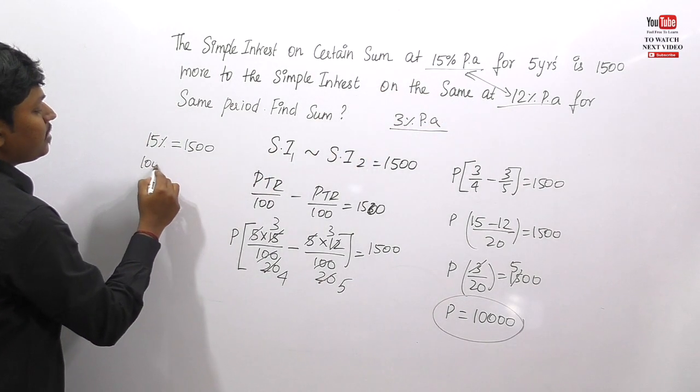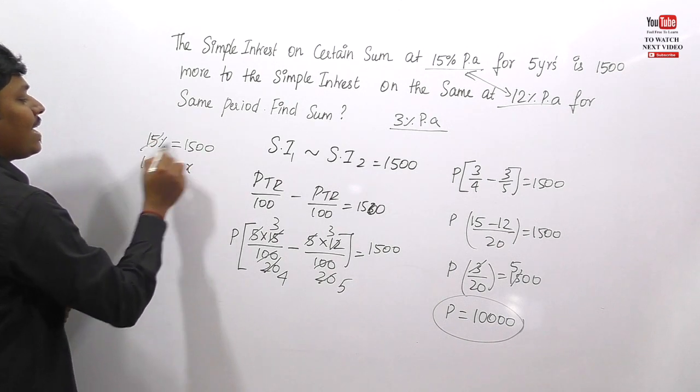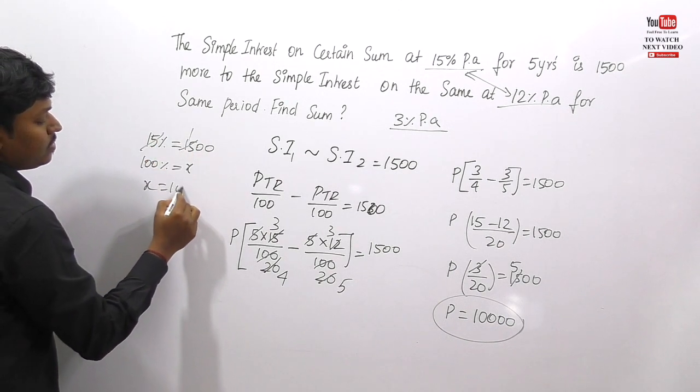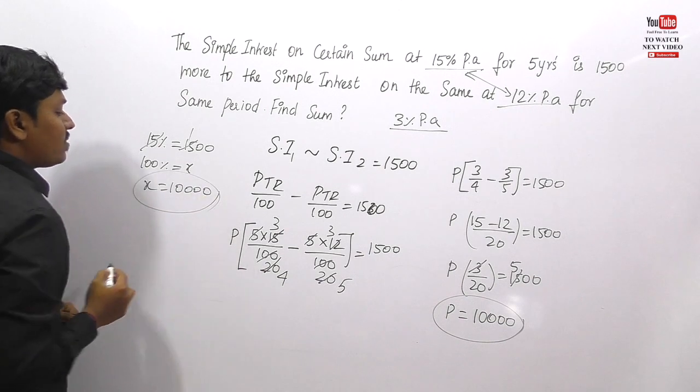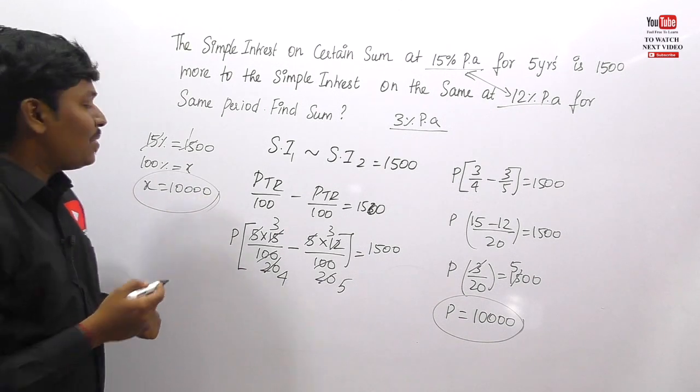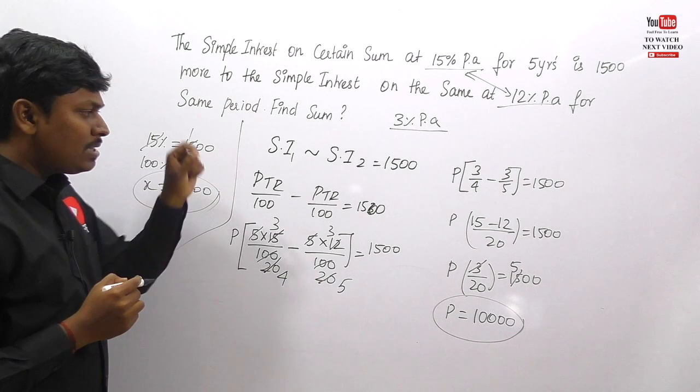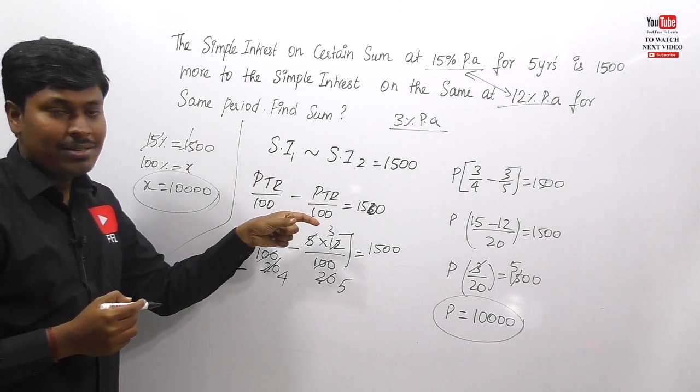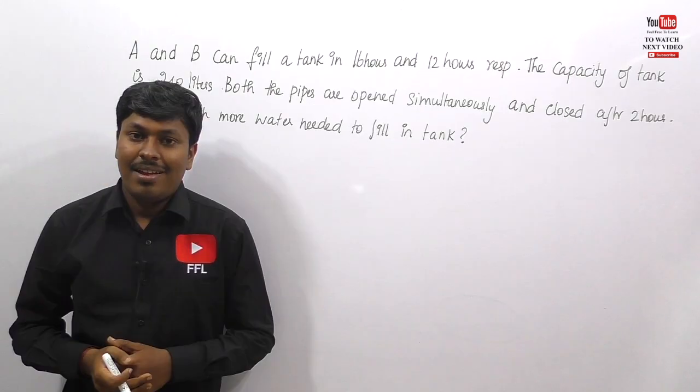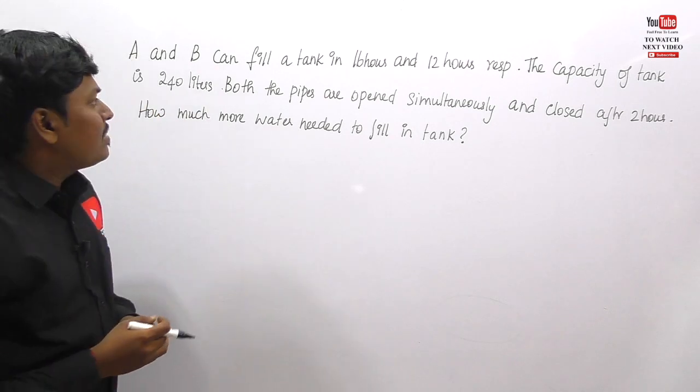So what about 100%? We need to calculate the x. So when we cancel, that is 1. So x is equals to 10,000. So finally we got the answer 10,000 by using a simple shortcut trick. So learn the normal procedure also, which is most important, and apply the shortcut in your exams. Let me move on to another interesting miscellaneous question, right?